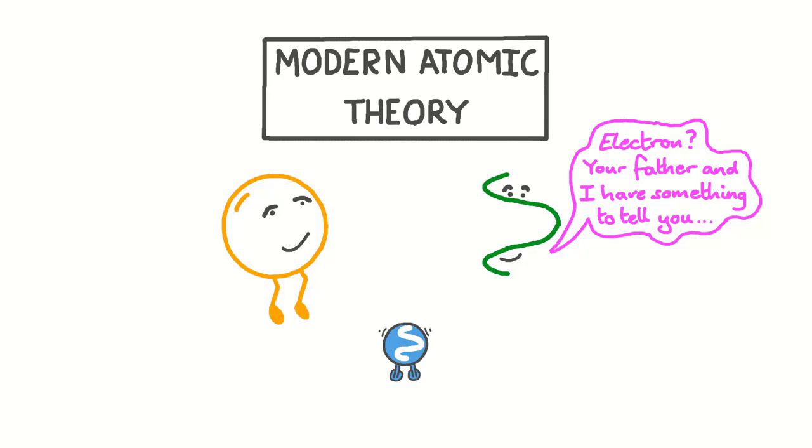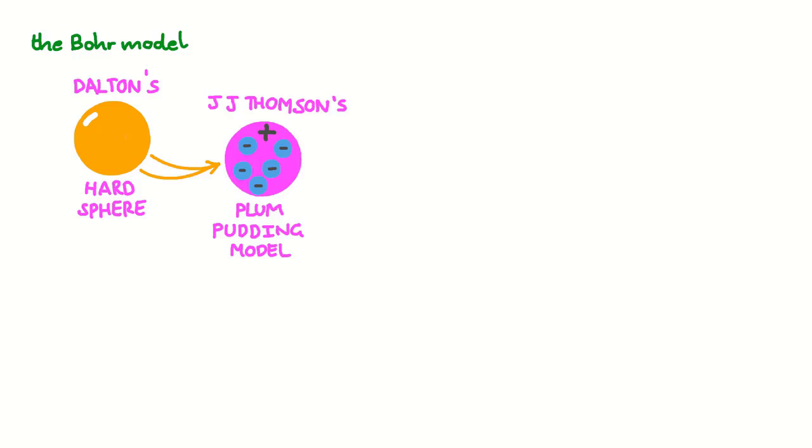In this video, we will learn about the key principles of modern atomic theory and compare it to the Bohr model that came before it. Every model of the atom was developed to explain something. Dalton's hard sphere model accounted for the way atoms pack together. J.J. Thomson's plum pudding model accounted for the presence of negatively charged particles in the atom.